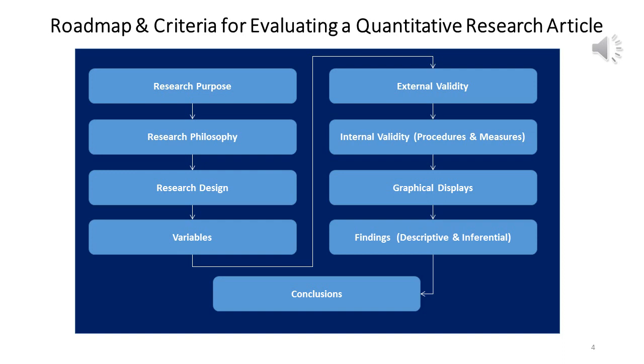What's important as you're looking at an article is understanding the purpose, the philosophy, its design, and the variables that are being tested. Then you want to understand the external validity and internal validity of the procedures and measures, as well as be able to understand and make sense of the graphical displays, and really hone in on the findings as well as the conclusions of the article. So the roadmap and criteria that was used was consistent on all the articles that I decided to look at for purposes of this exercise.